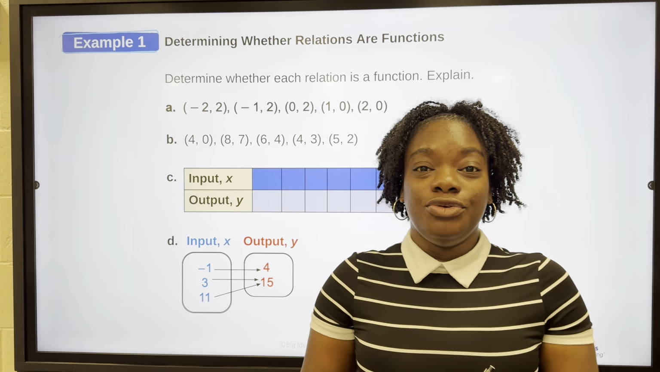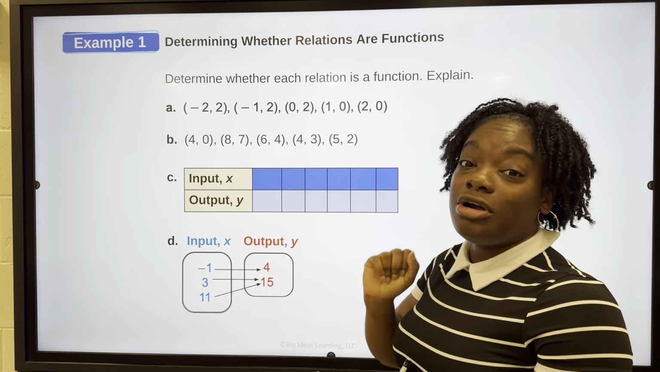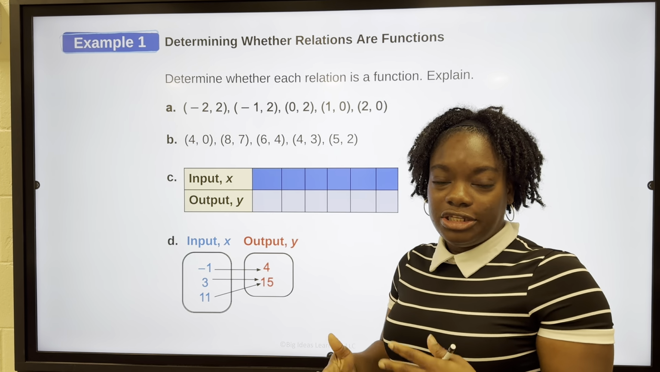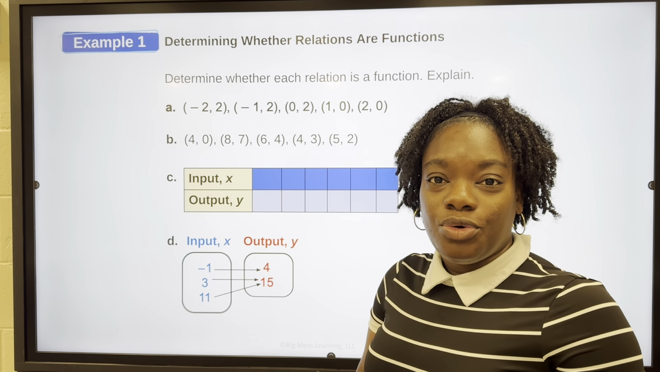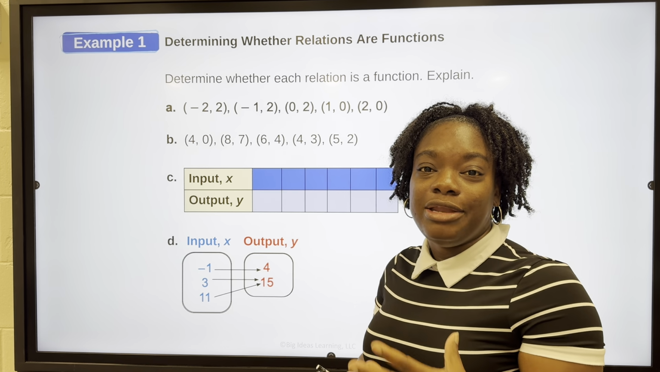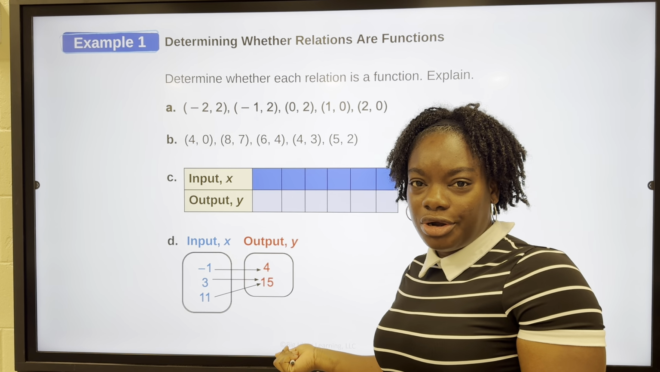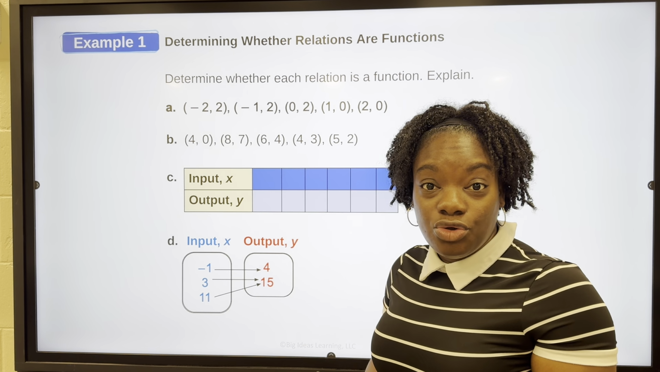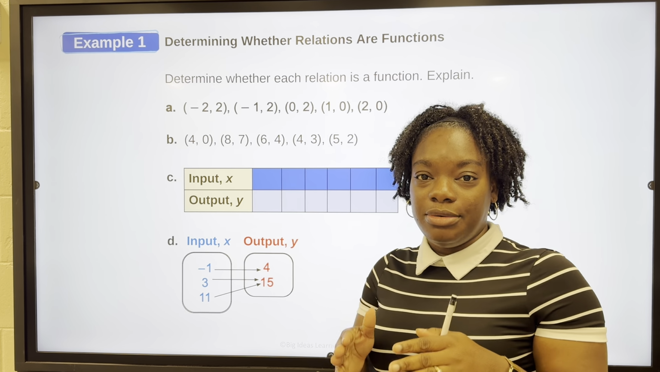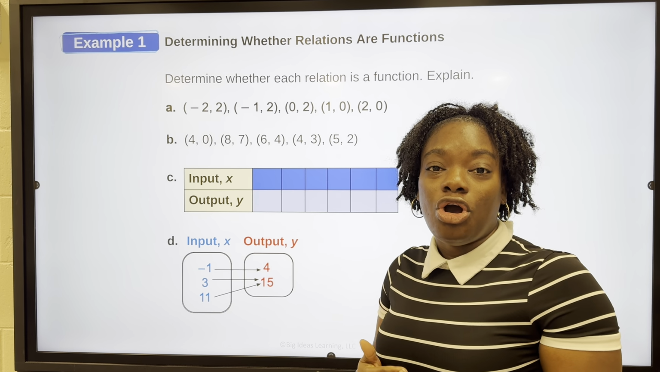Today we're going to be doing the topic of determining whether relations are functions. All right, just before we dive in, let's do a little backtrack. So what are relations? Relations are really pairing inputs with outputs. For example, the number of hours you work paired with the pay you receive, right? So the number of hours you work would be your input and your pay would be your output.